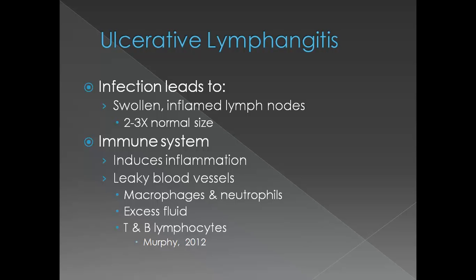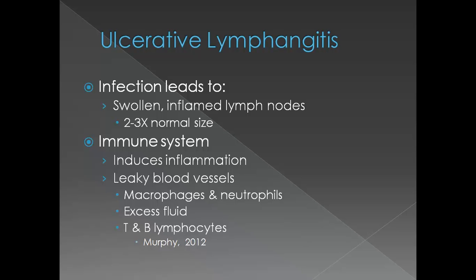Once infected with one of these bacterial species, the lymph nodes in the affected leg can become very swollen and inflamed. The swelling may be up to 2 or 3 times the normal size of the leg. This swelling and inflammation is due to the effects of the horse's immune system. According to Murphy in Janeway's Immunobiology, the immune system of an animal induces inflammation when it encounters foreign pathogen.